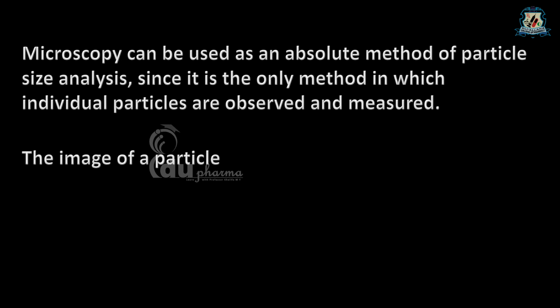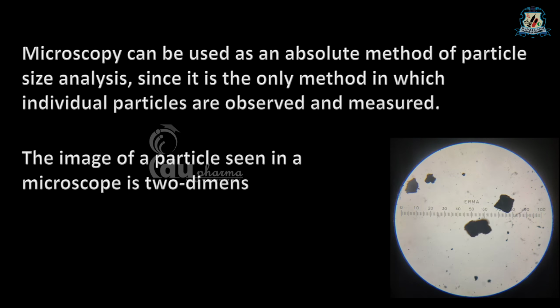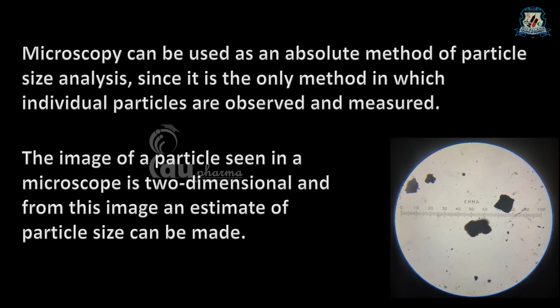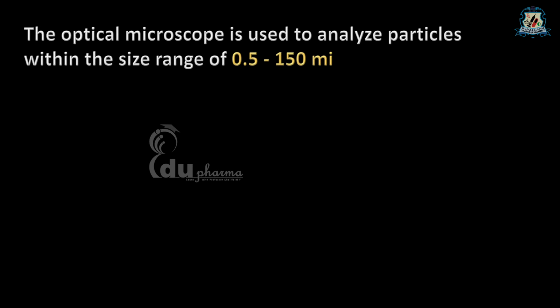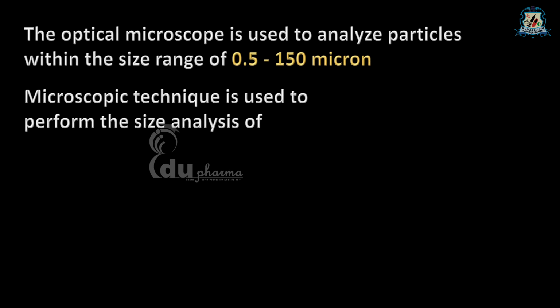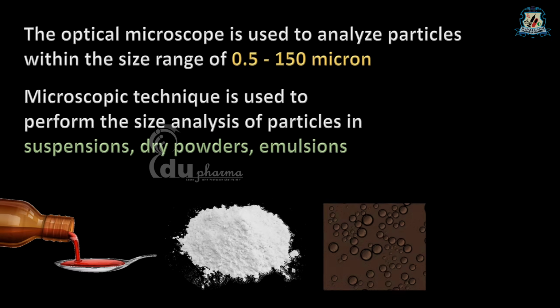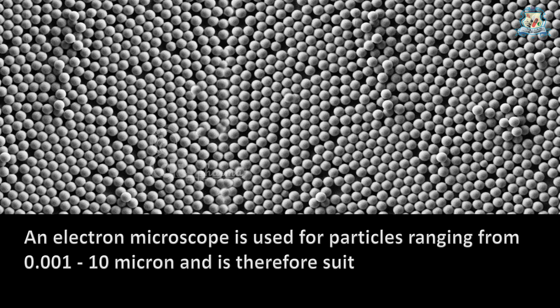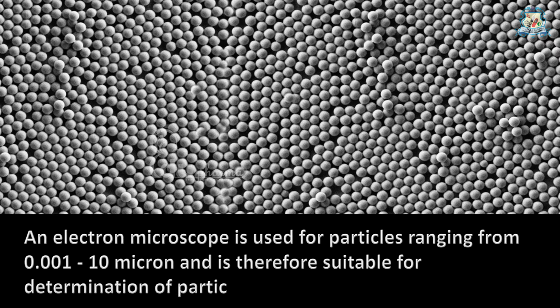Under a microscope, we can observe a two-dimensional image of particles, and from this image, estimation of particle size can be made. The size range of optical microscopy can be from 0.5 to 150 micron, and this technique can be used to perform the size analysis of particles present in suspensions, dry powders, emulsions, and aerosols, while an electron microscope is used for particles ranging from 0.01 to 10 micron, and it is therefore suitable for the determination of particle size of colloidal dispersions.